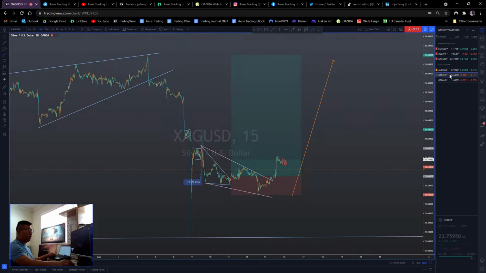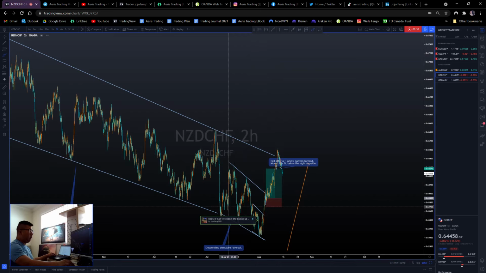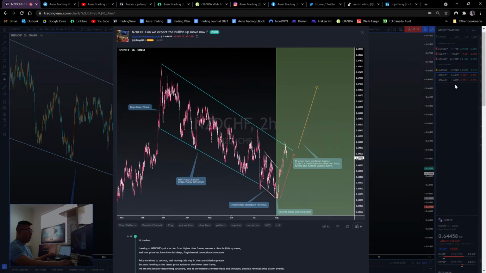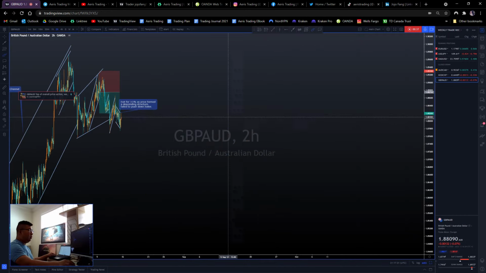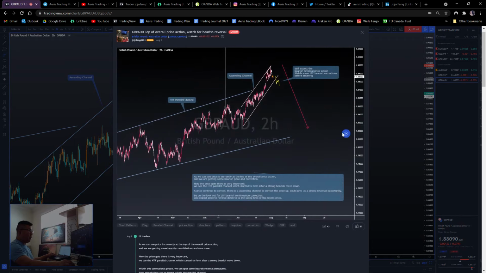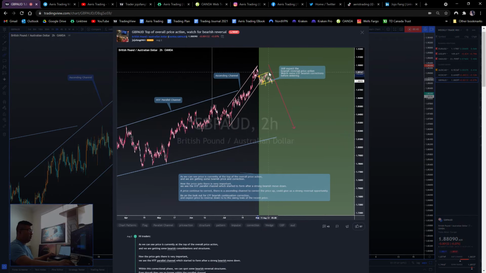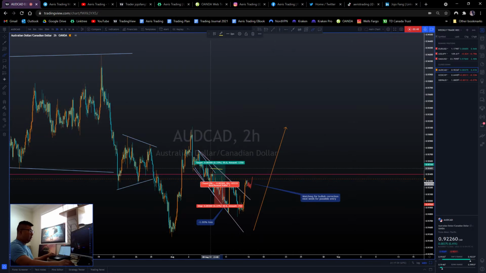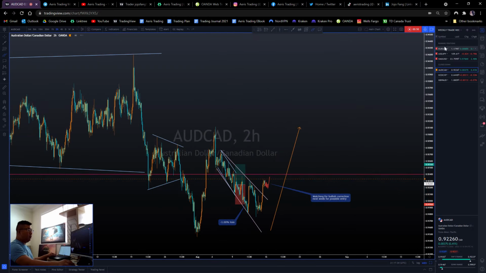And I also closed down Kiwi Swiss, which is a trade from last week that ended up with about 3.35% profit or so. And I also closed down Pound Aussie, which didn't end up giving me the kind of bearish price action that I was looking for. So I ended up closing the trade for now, and I'll see how next week goes. And I also did take a loss here on Aussie CAD. So let's go over all these positions.